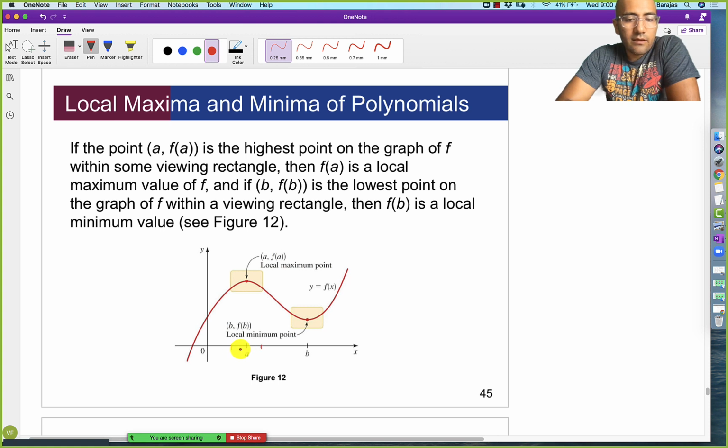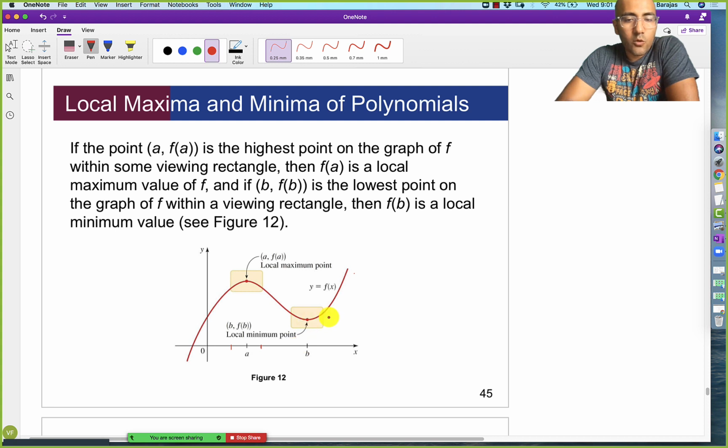Any other value of x that you choose in this neighborhood, when you evaluate it, always ends up being less than f of a. That means f of a is the largest value in that little zone. It's not the largest value of our function, because notice, for example, over here, these output values are larger than f of a. But within a little neighborhood, it is the largest value. There exists a little subsegment of the domain such that f of a is the largest value.